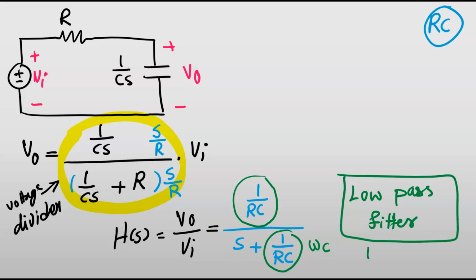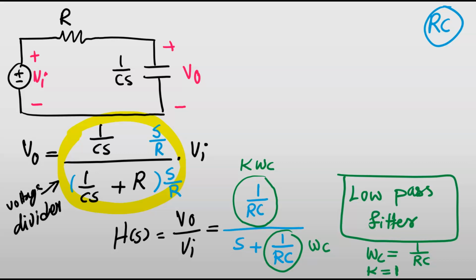Its cutoff frequency is equal to 1 over RC, and as you can see, the gain is equal to 1, because in the numerator I have K omega C, and because that's exactly equal to omega C here, I can conclude that K is equal to 1. So this is my conclusion for this circuit: if I focus on the voltage of the capacitor, it will behave like a low pass filter with a cutoff frequency equal to 1 over RC and a gain equal to 1.